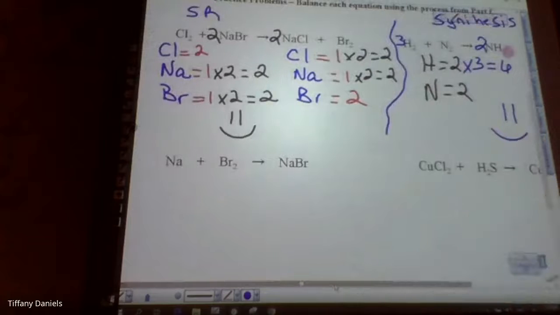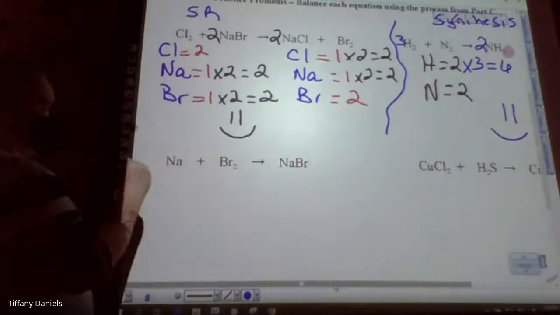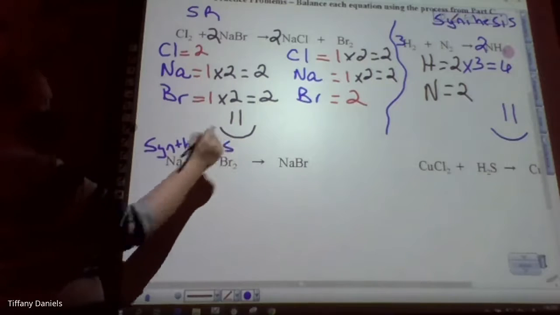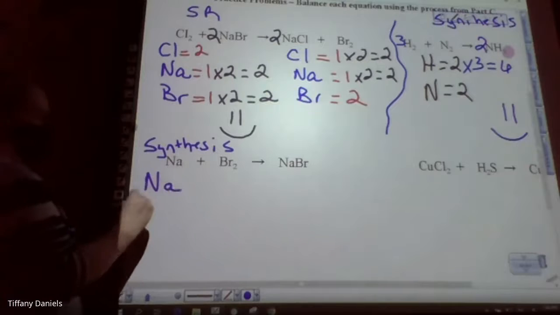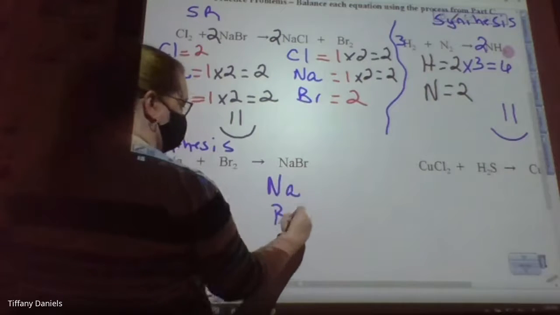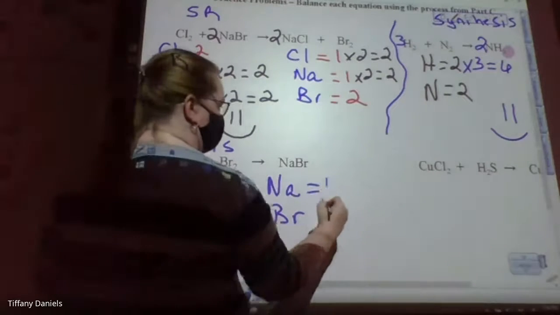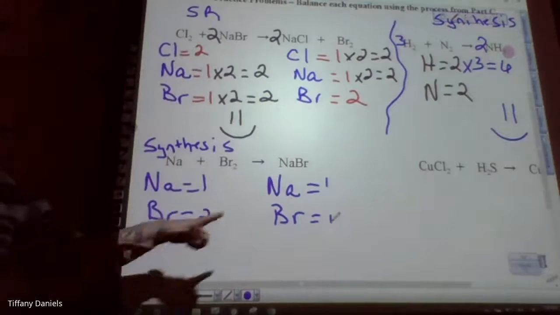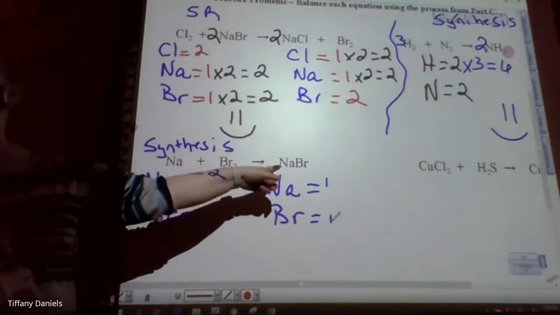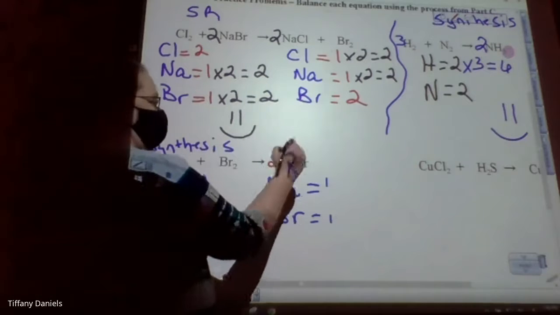All right, this next one doesn't look so bad either, so let's give it a whirl. I have two things coming together to make a new thing, so that looks like a synthesis reaction. Always, always, always follow the same steps in the same order, and it helps. So I have 1 sodium, 2 bromines, and over here I have 1 of each. So how do I turn 1 bromine into 2? Multiply it by 2. Now notice it's married to sodium, so that means you're going to multiply the sodium also. If I put a 2 here, I have to distribute it.